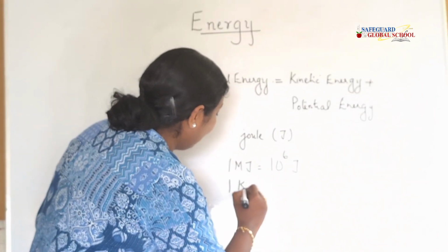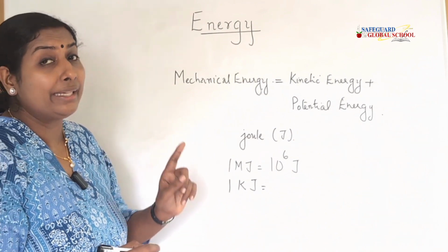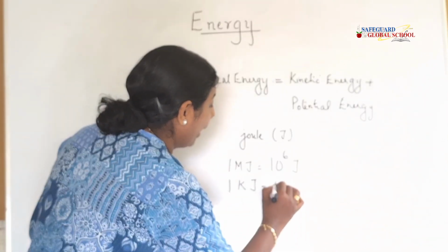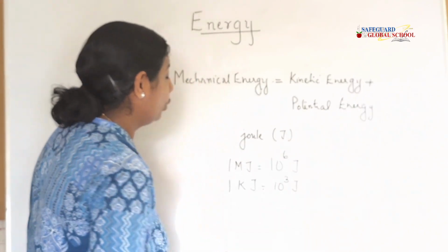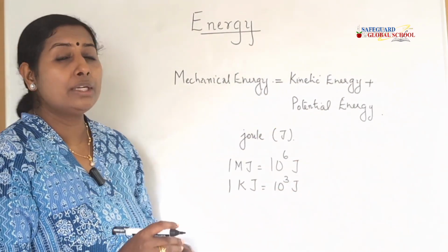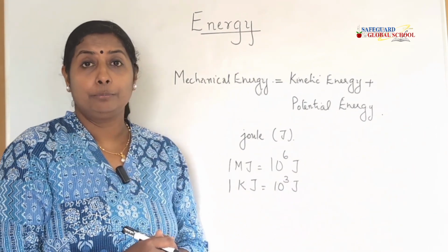Then we can deal with 1 kilojoule. What do you mean by the word kilo? It is 10 raised to 3. So 1 kilojoule is equal to 10^3 joules. These are the higher units of energy that we can use in our daily life.